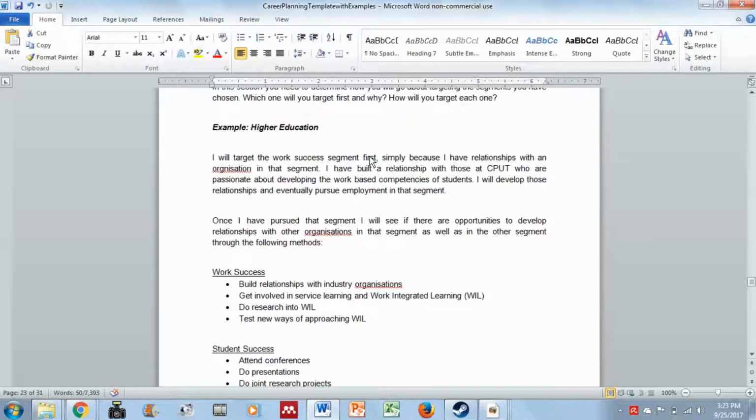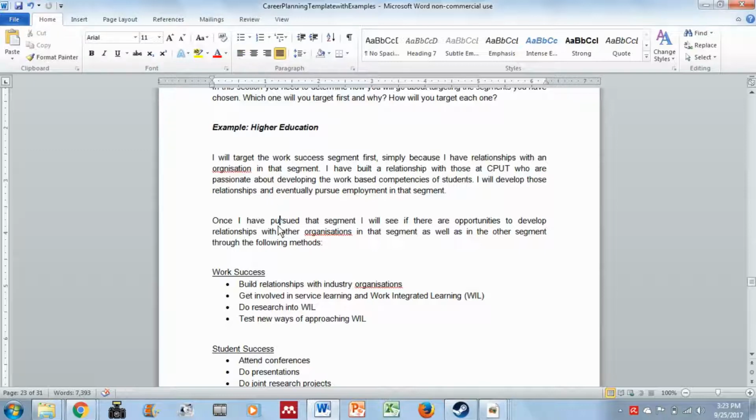I will target the work success segment first, simply because I have relationships with an organization in that segment, which is CPUT. I've built relationships with those at CPUT who are passionate about developing the work-based competencies of students. I will develop those relationships and eventually pursue employment in that segment, which is what I've done. I now work there. Initially what I did was I pursued a relationship with some lecturers at CPUT to develop work-based learning, and then I started working there.